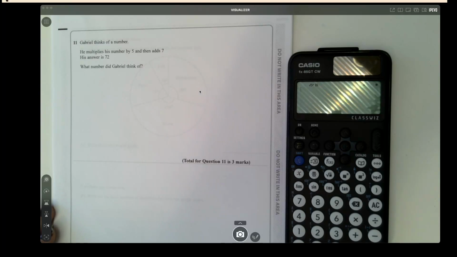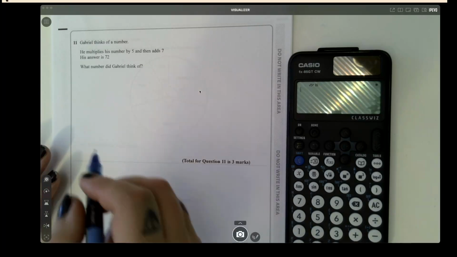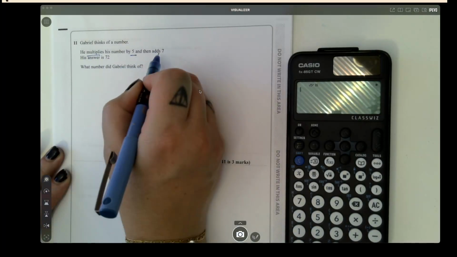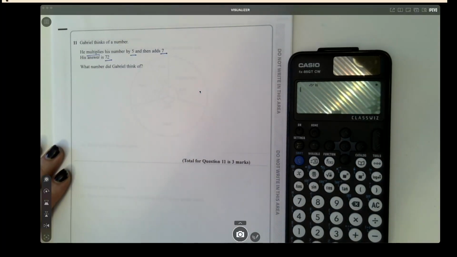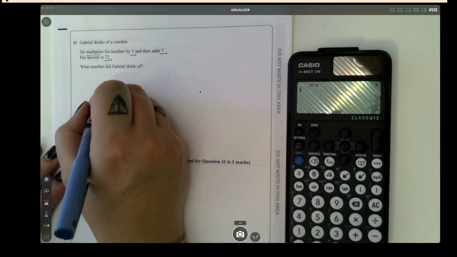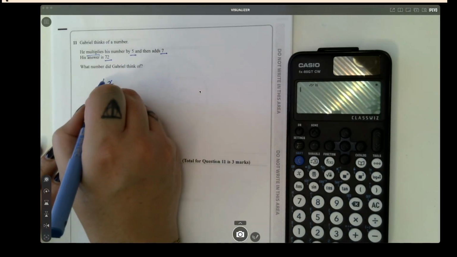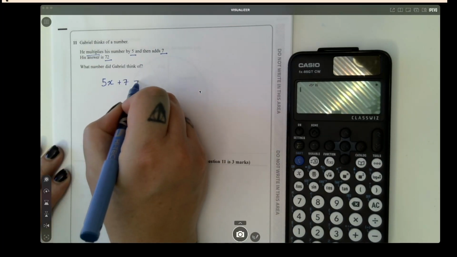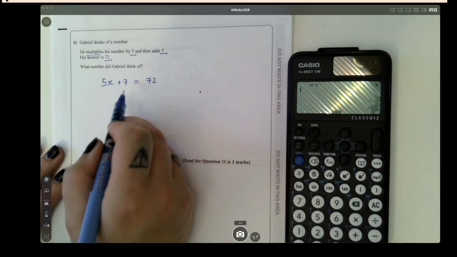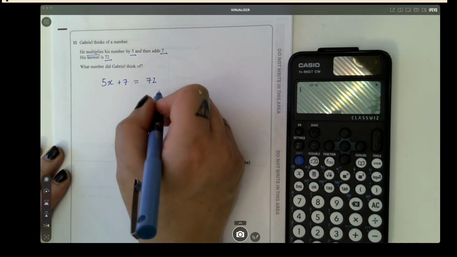Question 11. Gabriel thinks of a number. He multiplies his number by 5 and then adds 7. His answer is 72. What number did Gabriel think of? So let's call Gabriel's number x. First thing he did was multiply by 5, and then he added 7, which gave him an answer of 72. So I've formed an equation here that I'm going to solve.